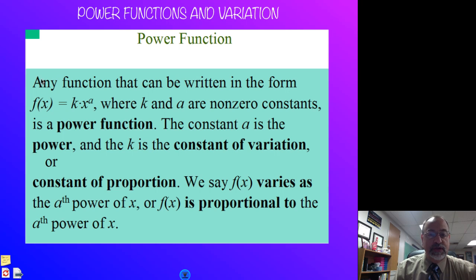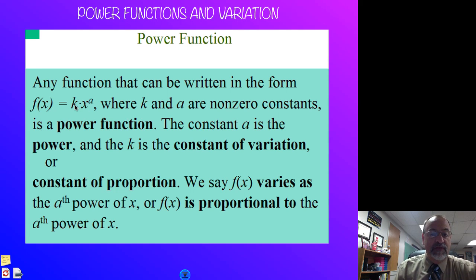So power functions are any function that can be written in the form f of x is equal to k times x to the a. And again, as we look at these functions each time that they are introduced, we want to take note of the different variables that are in the expression, what those variables represent, and how we can calculate those values. F of x is always y and x is always x. Everything else describes the relationship between x and y.